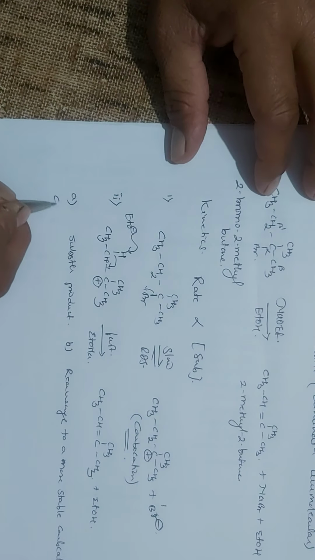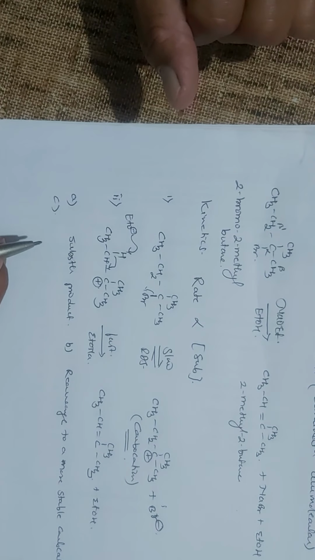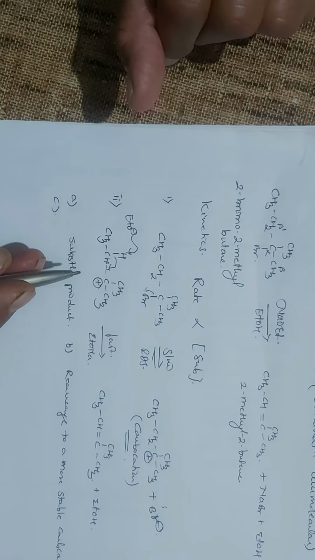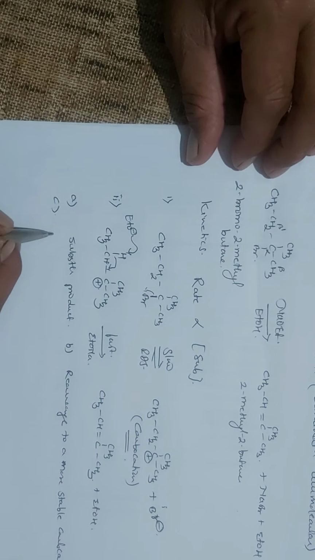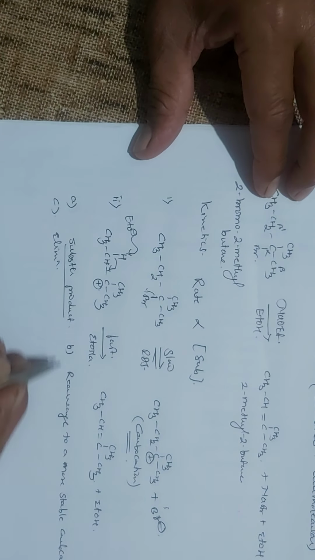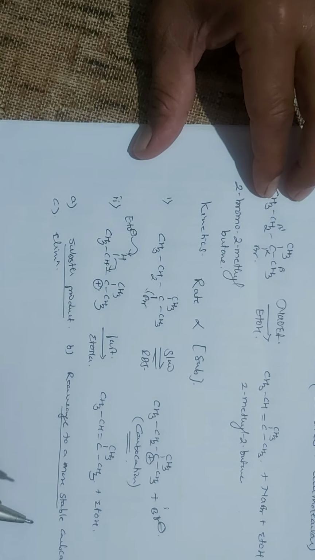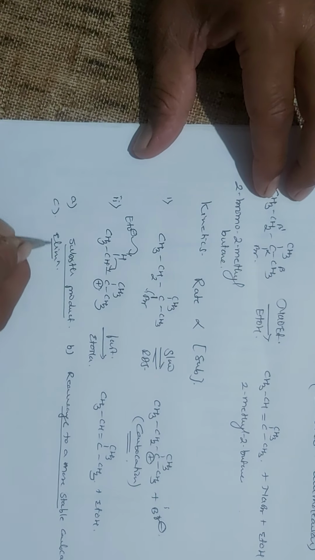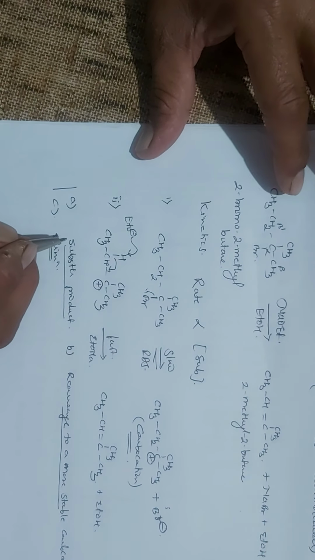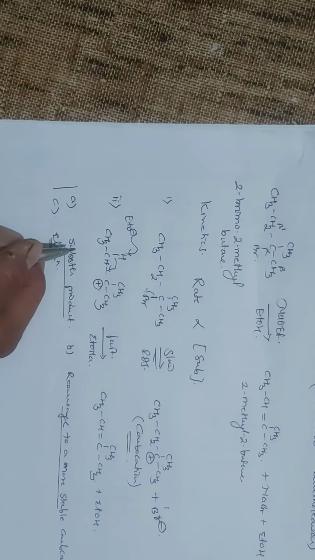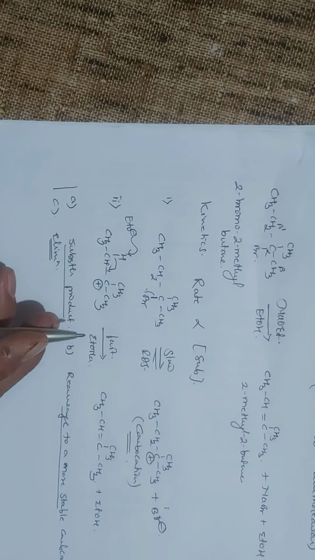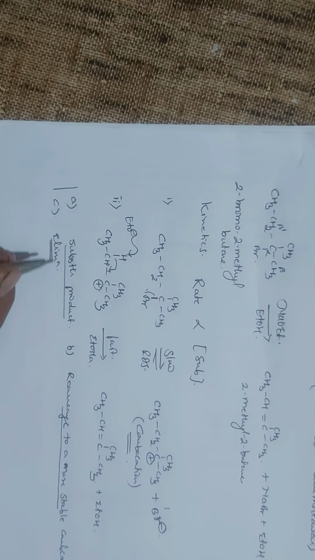And the third possibility is the elimination of a beta hydrogen atom to form an alkene. So there are three things that can happen here. Either the reaction gives the substitution product, or it gives a rearranged product, or it undergoes elimination. These are the three possibilities in this reaction. So which step is more favorable, substitution nucleophilic unimolecular or the elimination?